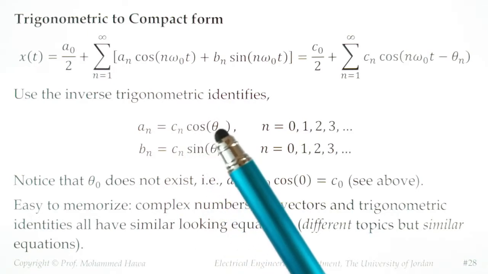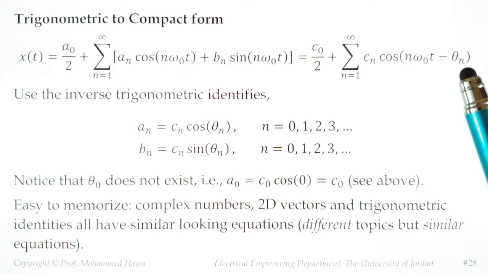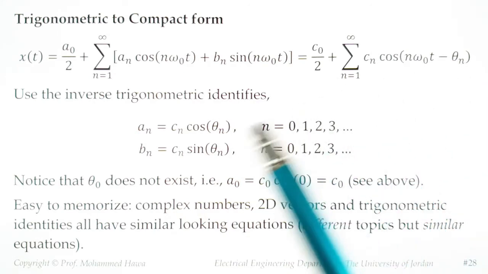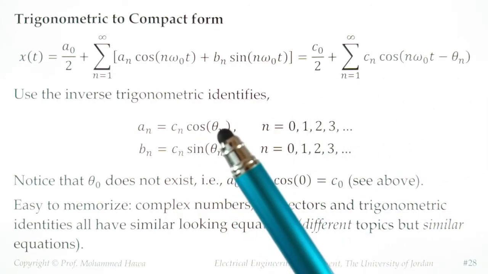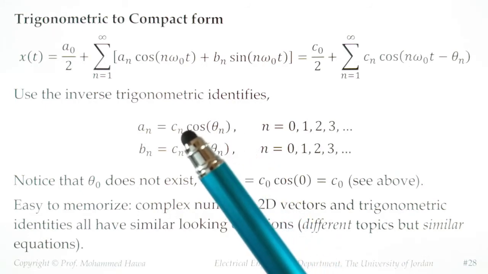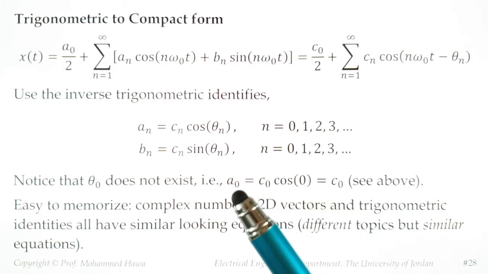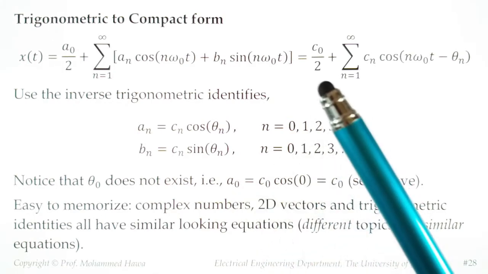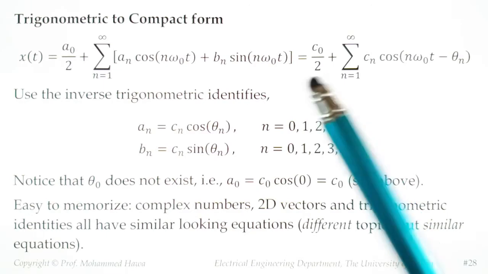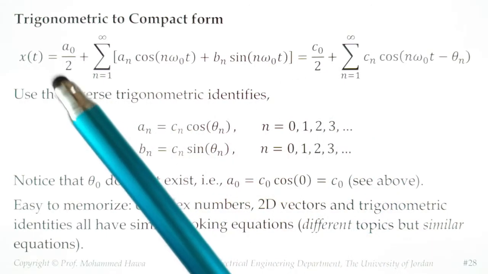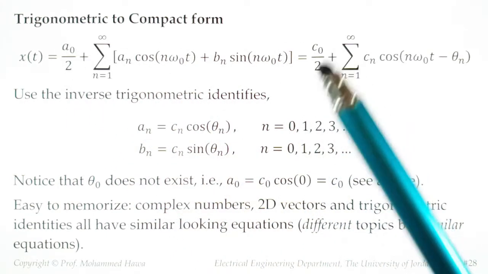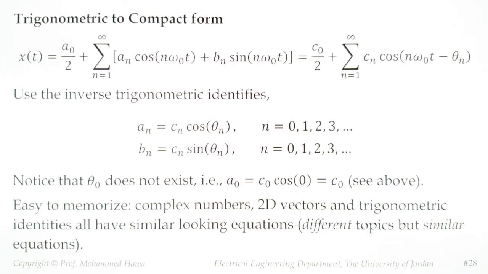We don't have a theta 0 here because theta n starts at n equal 1, which means I want you to say cosine 0 radian or cosine 0 degrees, and that gives you C0 equal A0. C0 is equal A0. Again, if you find this confusing, just look at this equation. C0 over 2 is the same as A0 over 2, so A naught and C naught are exactly the same.